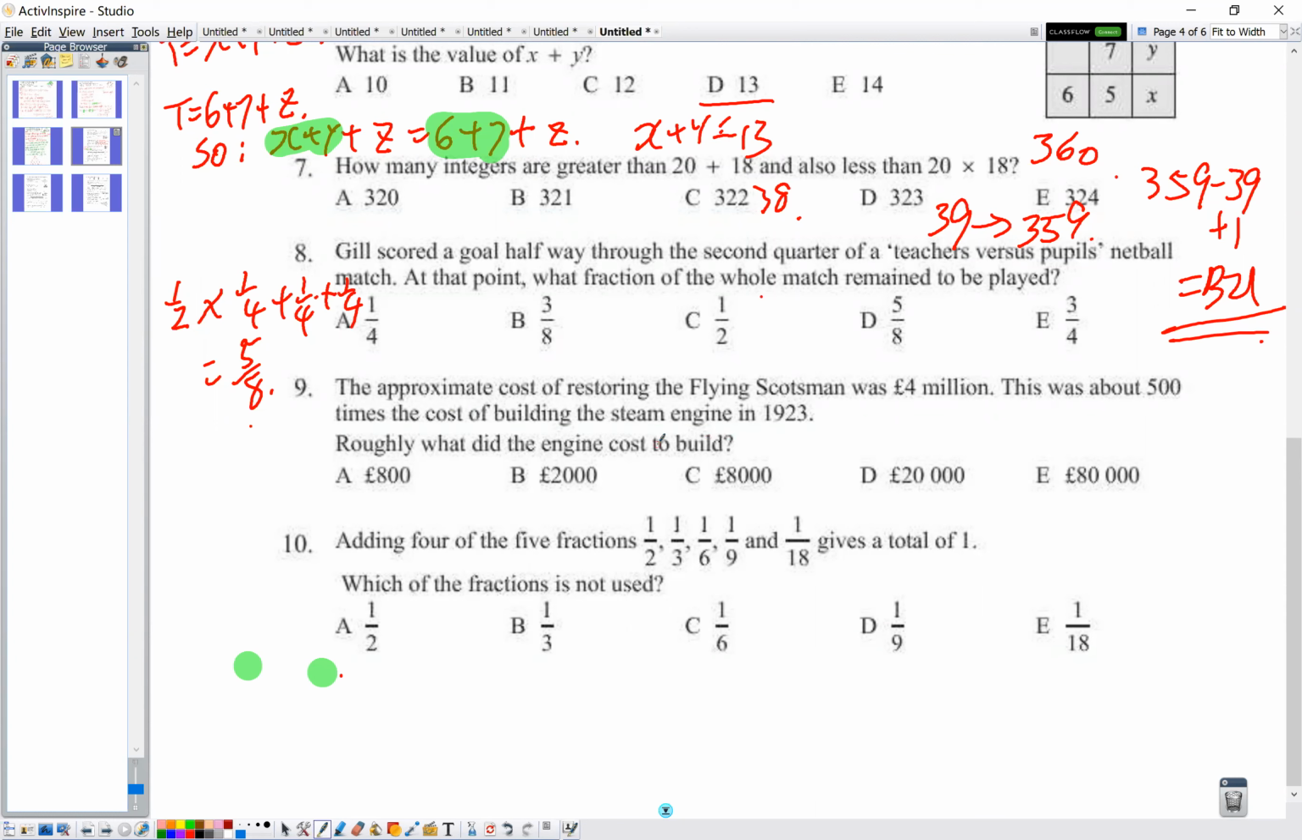For question 9, basically, we just estimate answers. 4 million, okay, it's 4 million here, divided by 500, this become 40,000 over 5, answer become 8,000. The high answers for this one here.